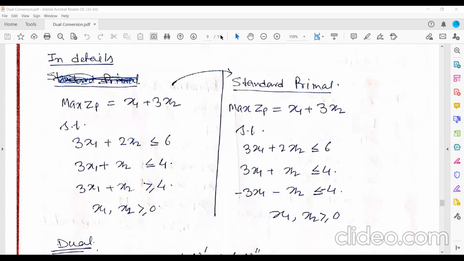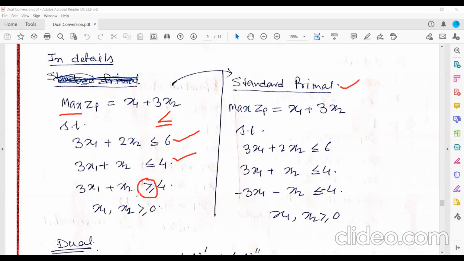Now you need to convert. See, the problem is a maximization problem. Already I have told you that if the problem is a maximization, then all the constraints will be less than or equal to. Less than or equal to here, less than or equal to for this also, but here greater than or equal to is there. So what you'll do? You need to convert this primal into a standard primal. This is not in a standard primal.